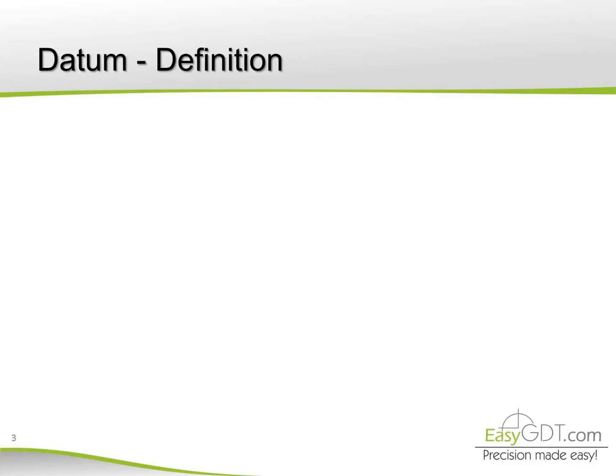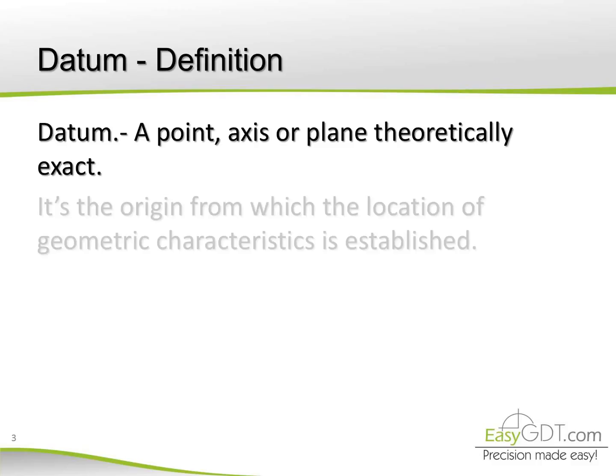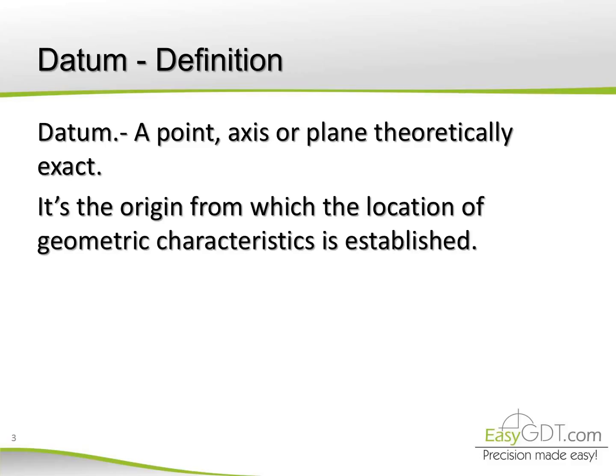Definition of datum: a point, axis, or plane, theoretically exact. It is the origin from which the location of geometric characteristics is established.